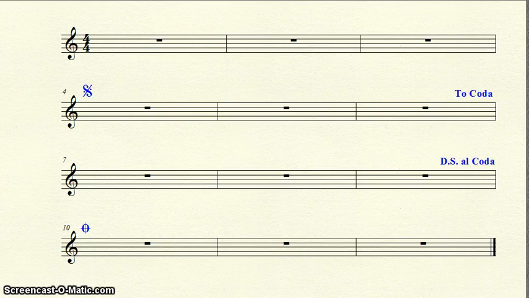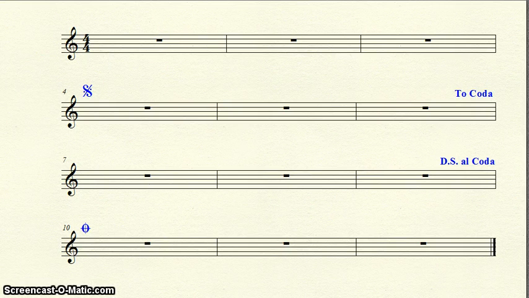The final type of repeat is the DS al coda. The DS stands for dal segno, which translates to "from the sign." When you see the DS al coda, you will return to the sign. In our example, the sign can be seen at measure 4. It looks like an S with a slash through it, and 1 dot on either side.